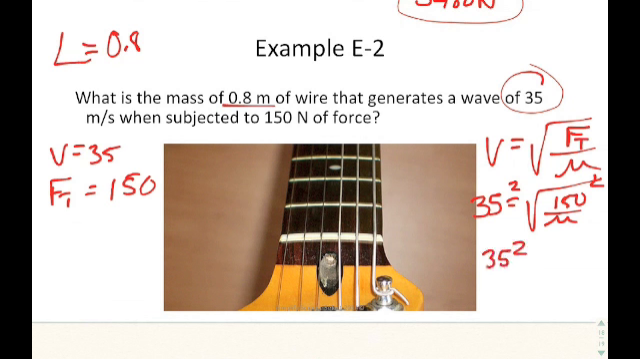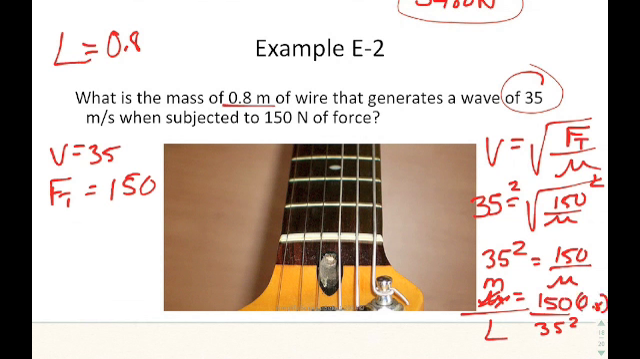When you square both sides, you end up getting 35 squared equals 150 divided by mu. And you can go ahead and solve, and mu then is going to be 150 divided by 35 squared. But then don't forget that mu is really mass divided by length. So you would have to multiply both sides by the length, which is 0.8. When you do that, that allows you to get the mass of the string, which you should be able to figure out is 10.2 kilograms.